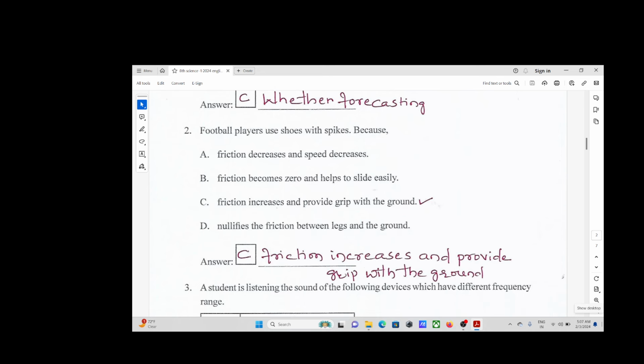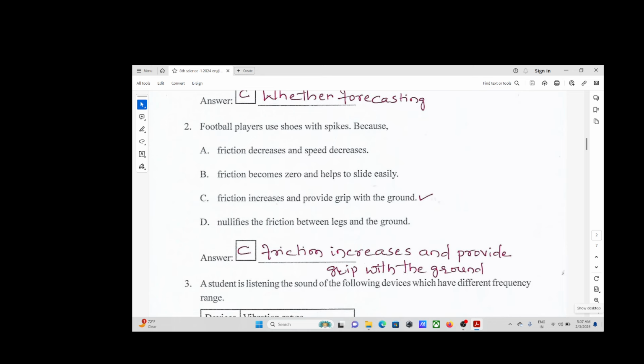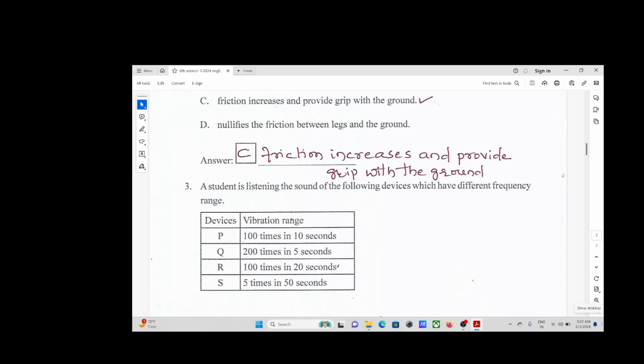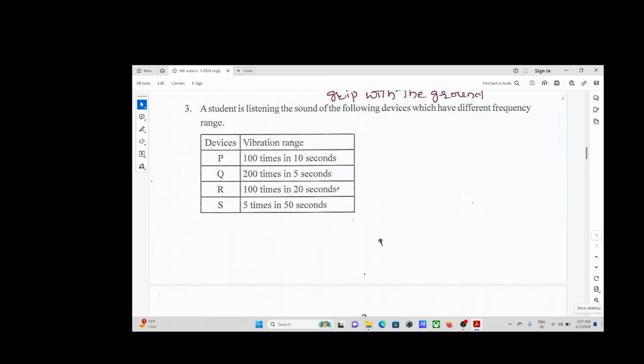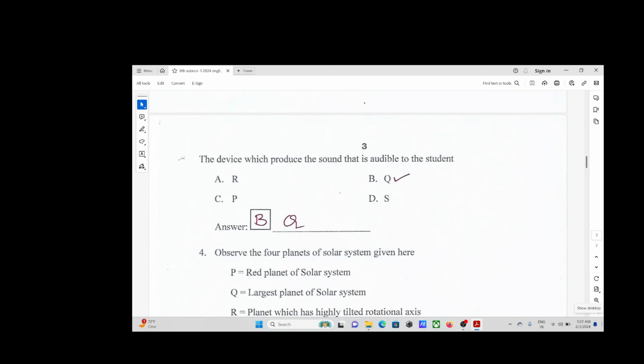Question number 3, a student is listening the sound of the following devices which have different frequency range. Devices P, vibration range 100 times in 10 seconds, Q, 200 times in 5 seconds, R, 100 times in 20 seconds, S, 5 times in 50 seconds. Correct answer is option B, Q.